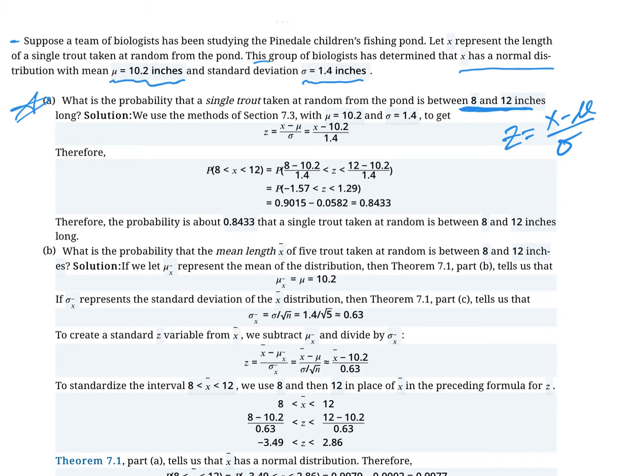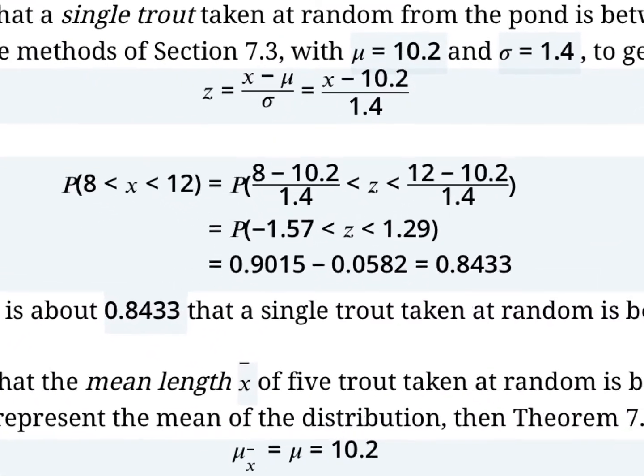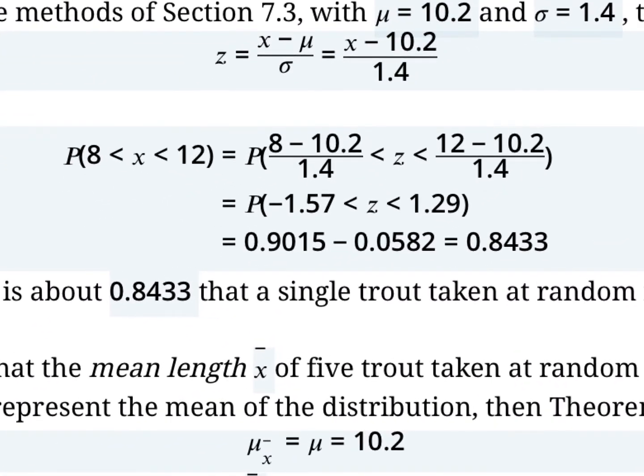I'm sorry, this should look very much like your last test. And here it goes. This is what your tests look like. I gave you this question. So we have to test the 8 first. 8, take away the mean, divided by the standard deviation. It yields negative 1.57. Then we test the 12. 12, take away the mean, divided by the standard deviation, and we round to 2 decimal places and get 1.29. Exactly like the test you just took.